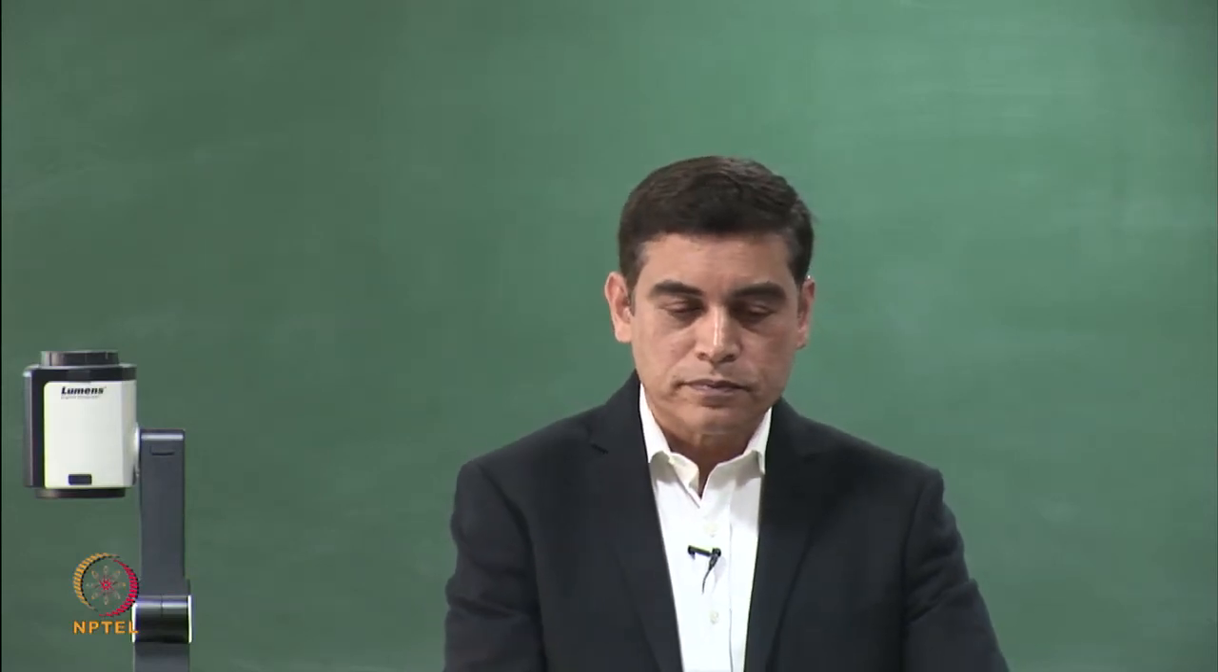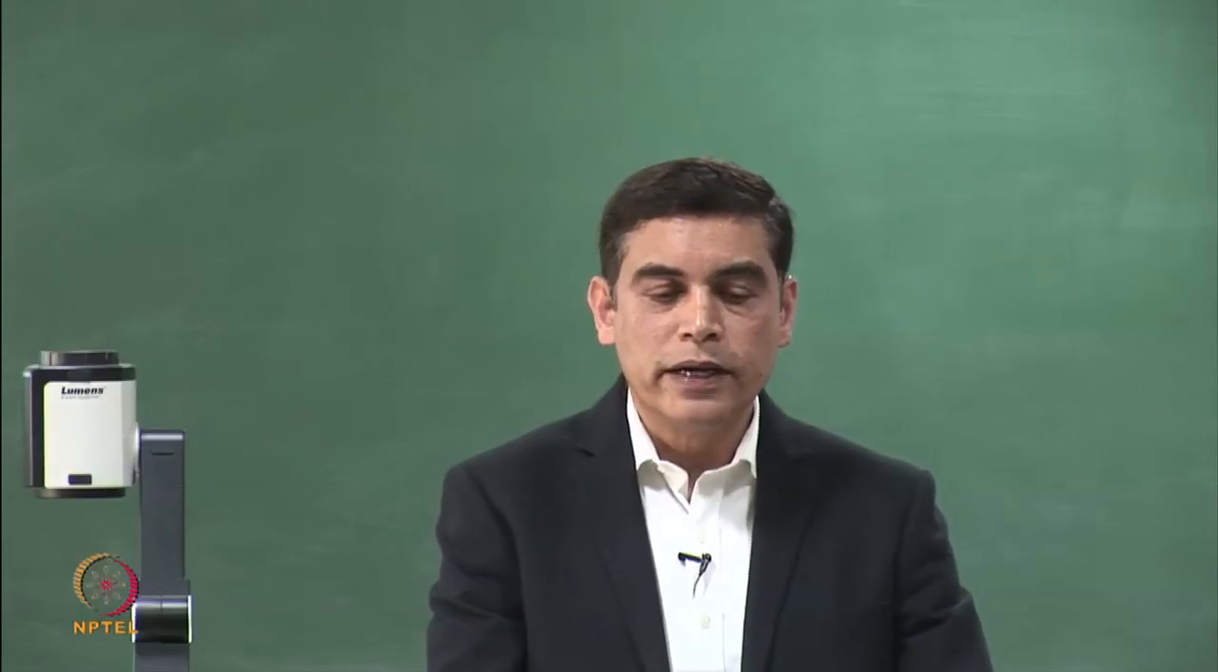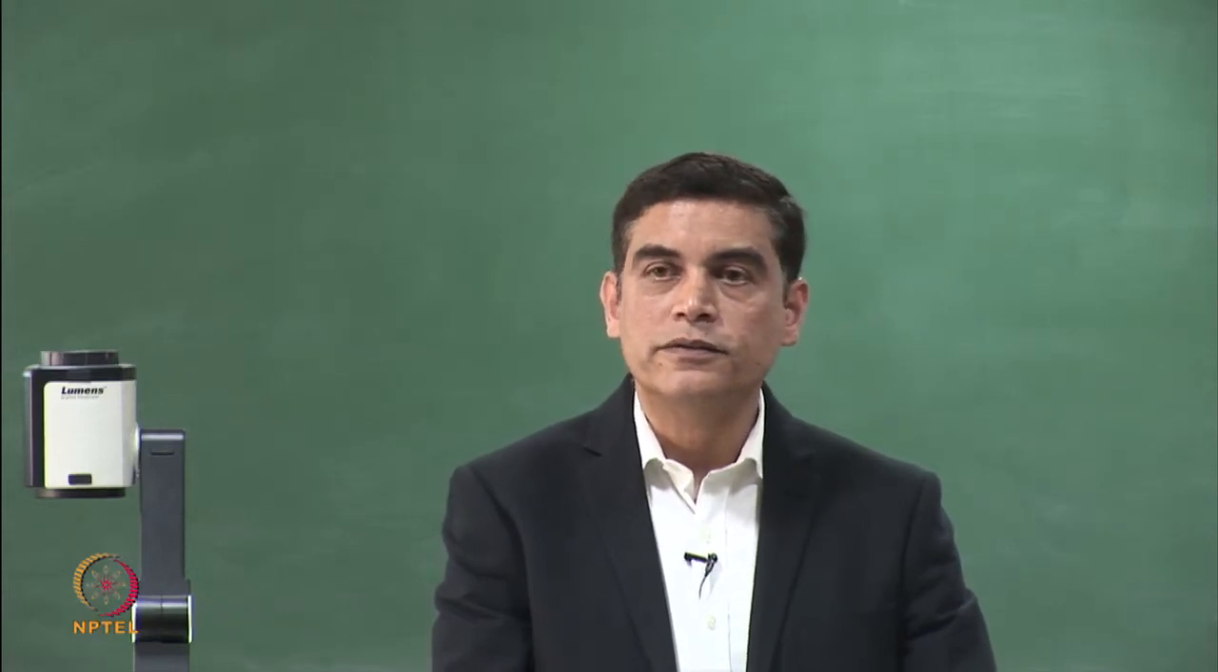We would tap the suction line, which means we would intrude into the system, we would take a pressure reading and we would take a temperature reading. If these were the two readings taken, then we would convert the pressure to its corresponding saturation state, and the difference between the real temperature and the corresponding saturation temperature will give us the superheat. As we discussed before, the key purpose of maintaining a superheat is to prevent liquid refrigerant getting into the compressor.